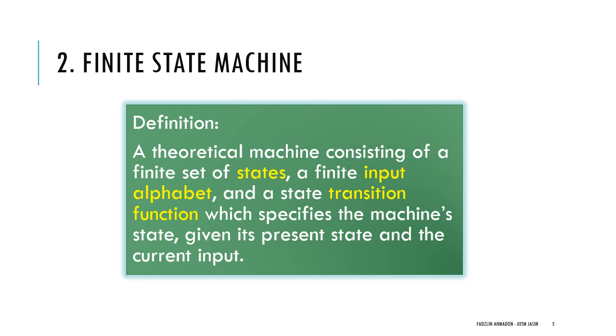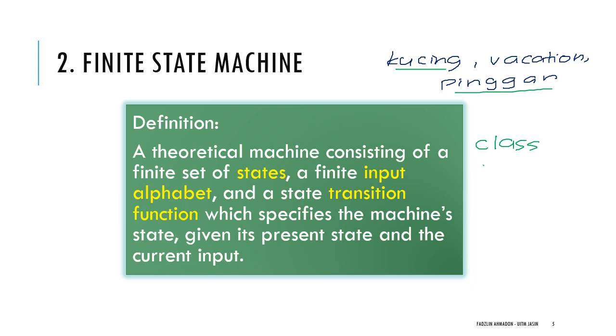As humans, we instantly know whether a word belongs in a language or not. For example, if you have these 3 words, kucing, vacation, and pinggan. From these words, we can instantly say that both kucing and pinggan are Malay words, but not vacation. But how do we teach machines to differentiate between words that belong in a Java language, for example, and words that are not? Let's say we have these reserved words of Java. So we have class, we have inherits, and we have cupboard.